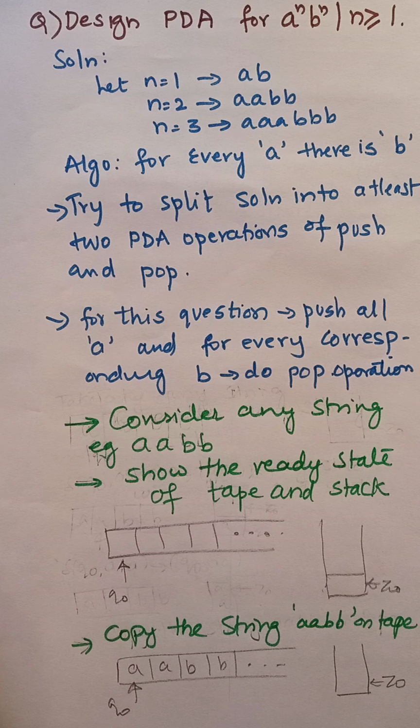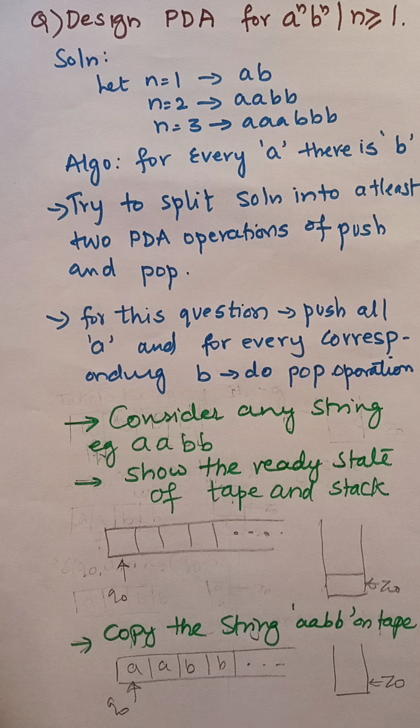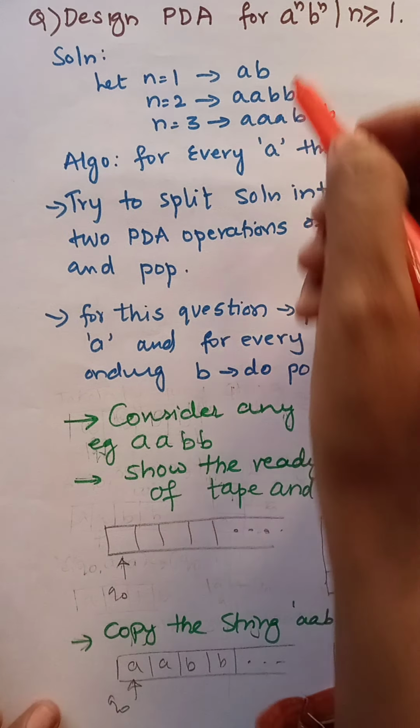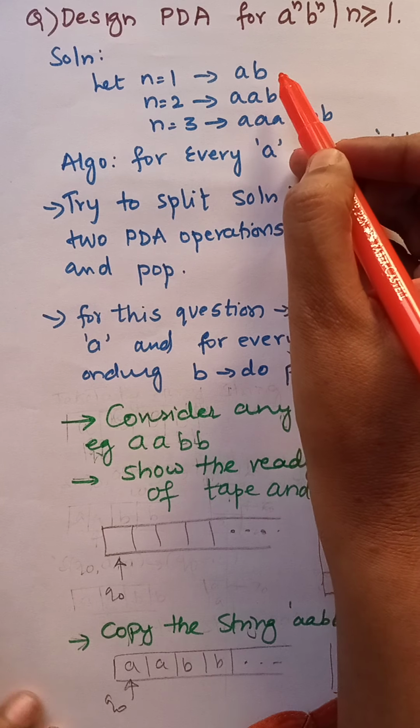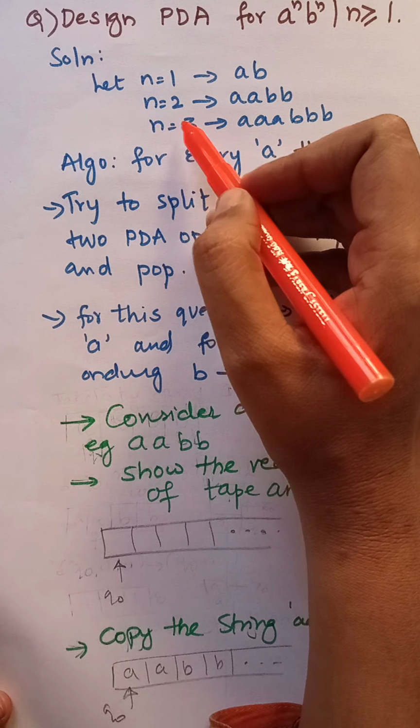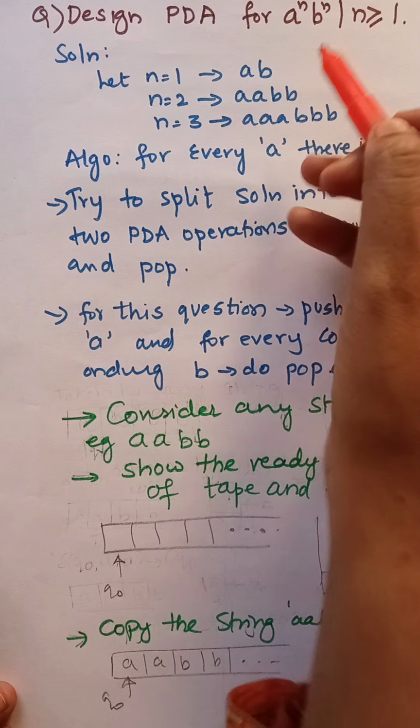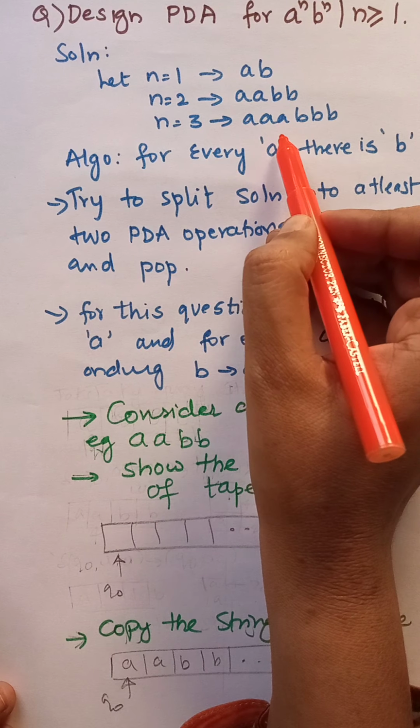So today we are going to design PDA for a raised to n, b raised to n, where n is greater than or equal to 1. So we'll start by solving the equation. Taking the value of n as 1, the resultant string will be AB. If n is 2, the resultant string will be double A, double B. If n is equal to 3, it will be triple A, triple B.